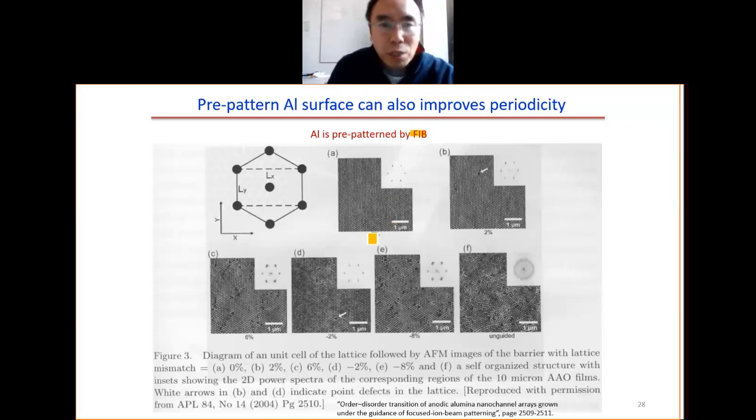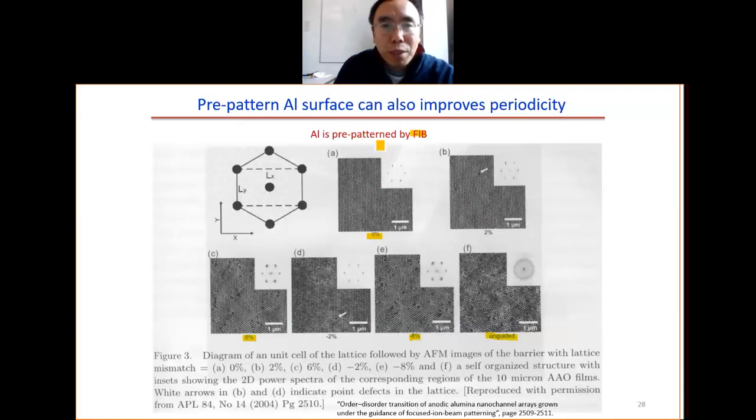So you can see here, when they match, you get a very perfect array. This one we have a mismatch. For example, this one is minus 80% mismatch. That means the hole period by the FIB is different from the natural period by 80%. You see there's some defect. This is the 6% difference. This one is unguided. When they're unguided, you see short range ordering but no long range ordering.